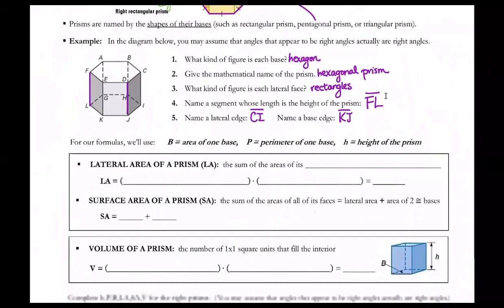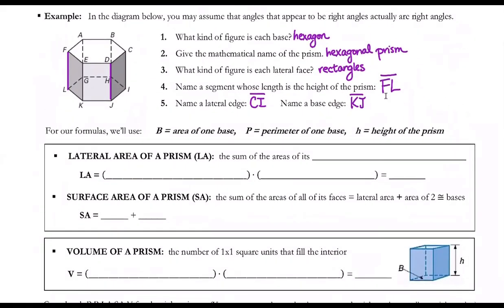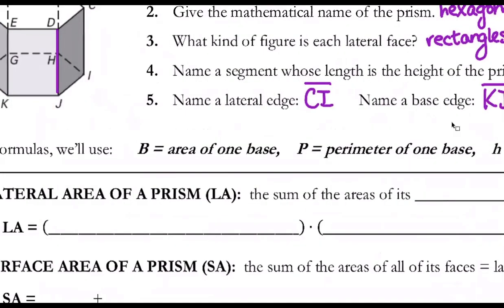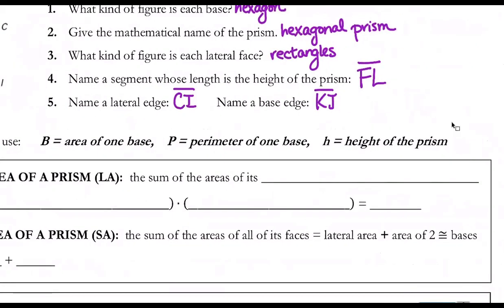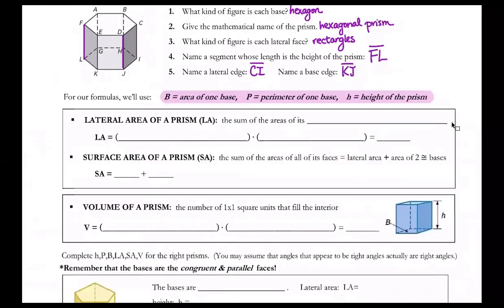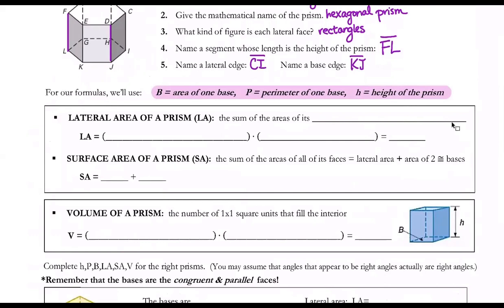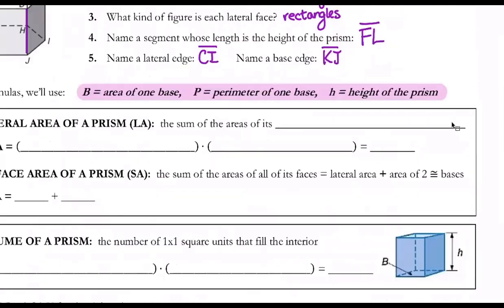Okay, so here are some formulas. For our formulas, we'll use capital B to represent the base area, the area of one of the bases. P stands for the perimeter of the base. And H is the height of the prism. So capital B is base area, capital P is perimeter of the base, and H is the height of the prism. Now, lateral area. Lateral area is when you add up all of the lateral faces of the prism.